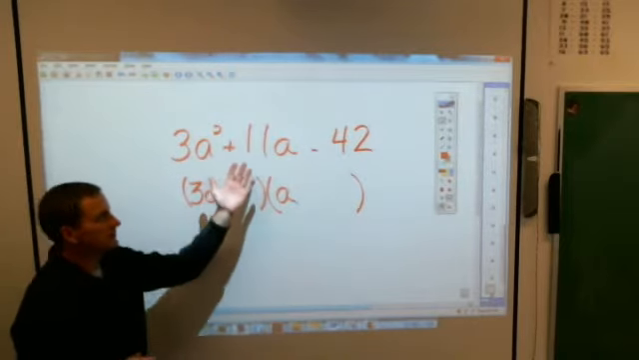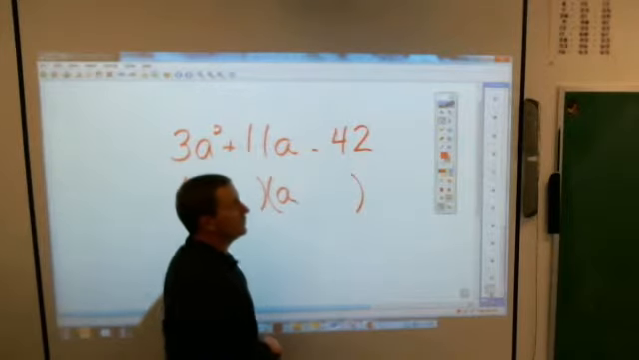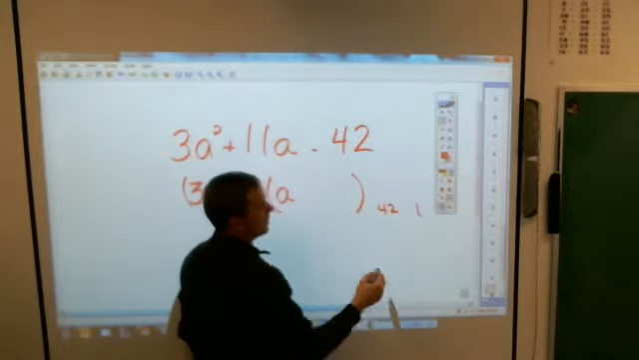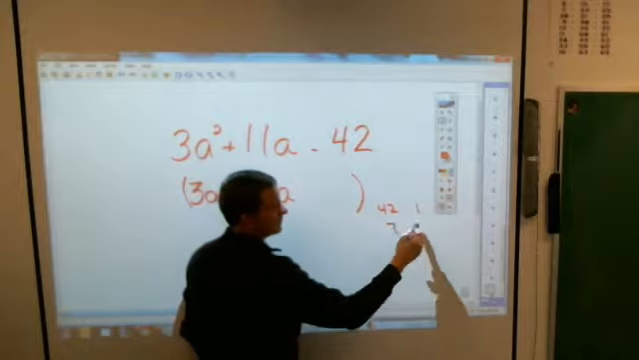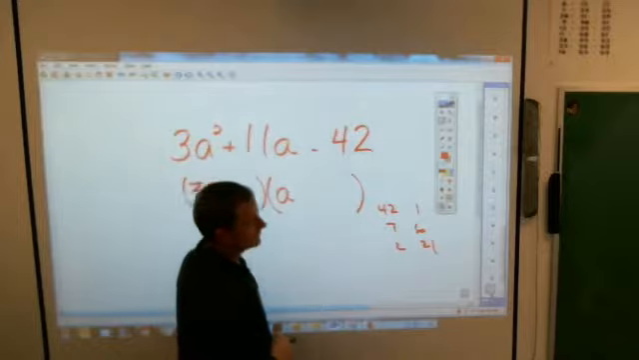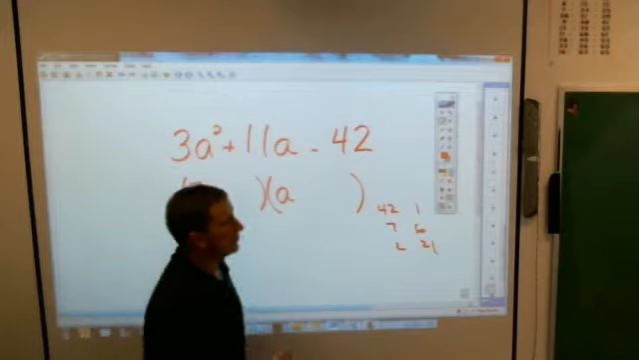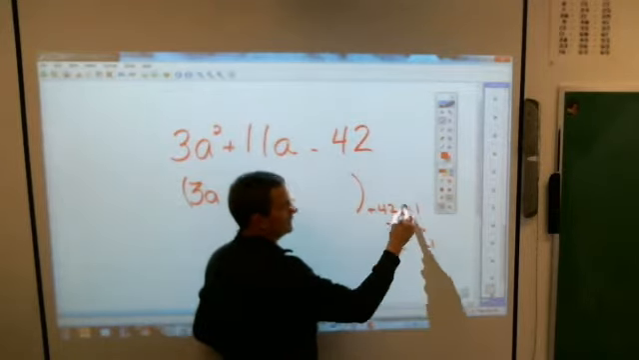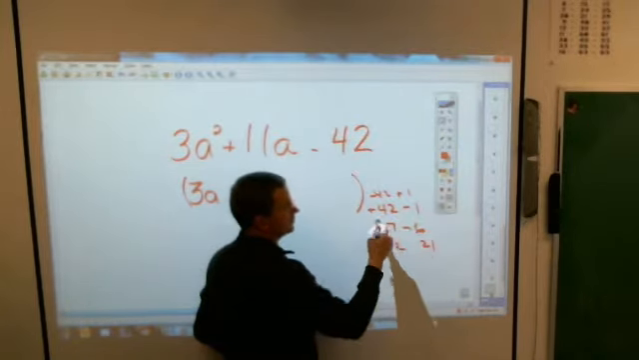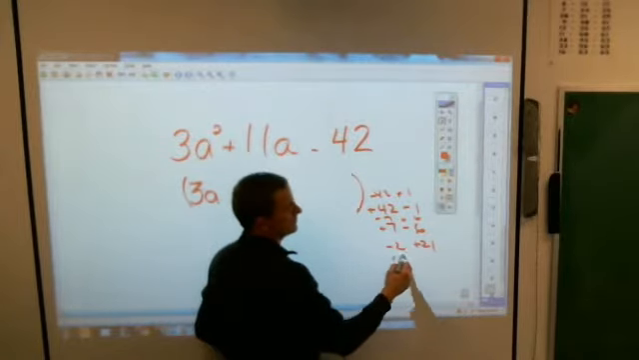Now I've got an 11a. I've got to come up with a positive 11 in all this, but the factors of 42 are various. 42 and 1, 7 and 6, how about 2 and 21? Are there any other ones? It needs to be negative. Right, so you could have positive 42 negative 1 or negative 42 positive 1, positive 7 negative 6 or negative 7 positive 6, negative 2 positive 21, or positive 2 negative 21.